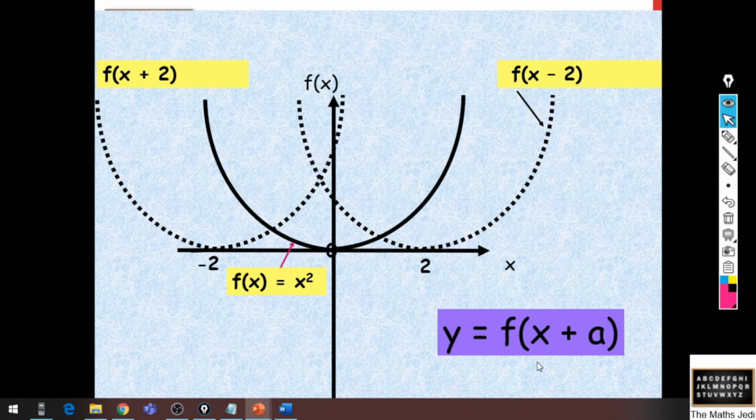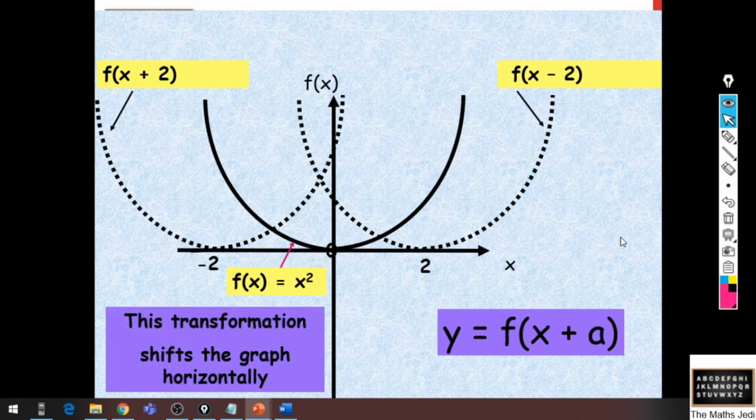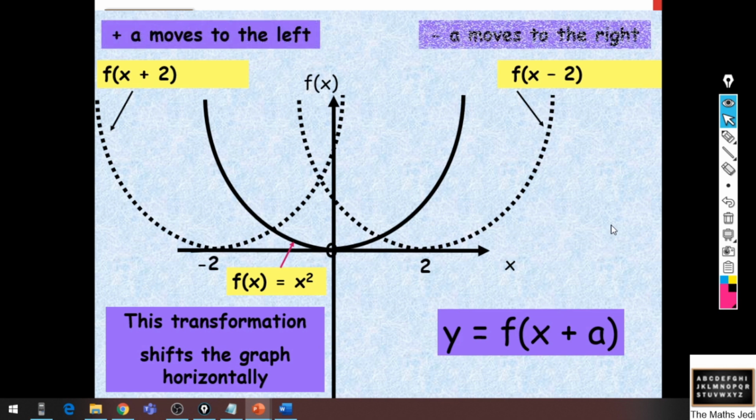So what does this shift do? This shift moves it right or left. It's a horizontal shift, and it will move it in the opposite way to the sign of the a in the brackets. So if it's minus 2, 2 places to the right. If it's plus 2, it moves it 2 places to the left. So it shifts the graph horizontally. You should have learnt this at GCSE, but just to recap. 2 more transformations to do.